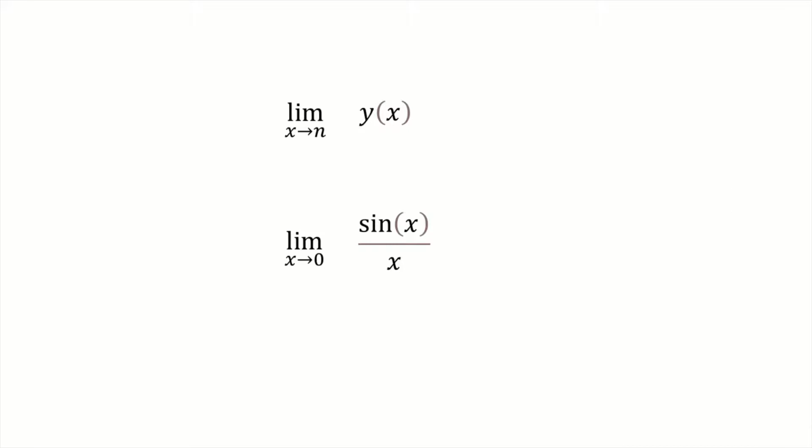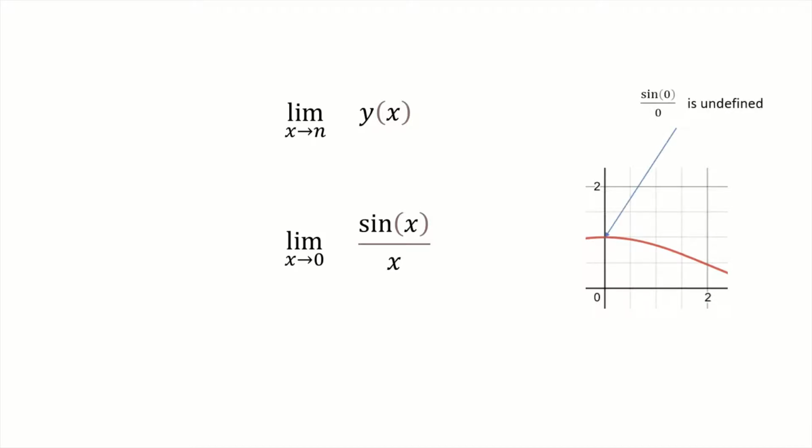Now what about the limit of sine of x over x as x approaches 0? From the graph, the function obviously approaches 1, but you know that sine of 0 divided by 0 is undefined. Well, this is not a problem, because the limit represents approach, not plugging in. So the limit is indeed 1.